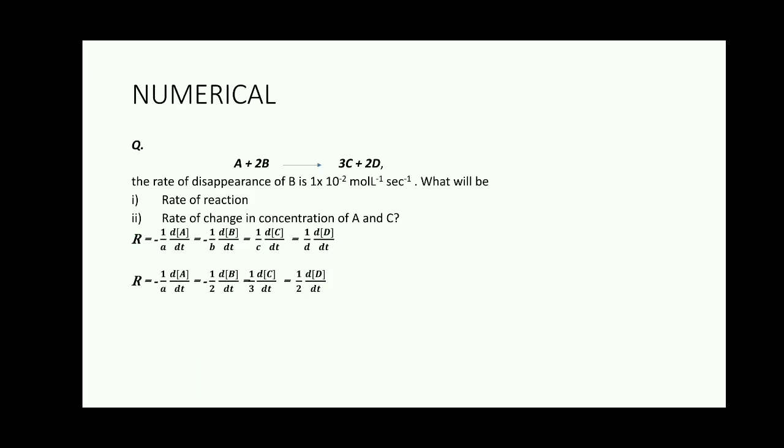Here is the general expression that we have written. Now what are the coefficients? The coefficient of A, small a, is 1, small b is 2, small c is 3 and small d is 2. So हम लास्ट वाले एक्सप्रेशन में क्या करेंगे? In the general expression we will just put in the values and we will easily come to the solution.